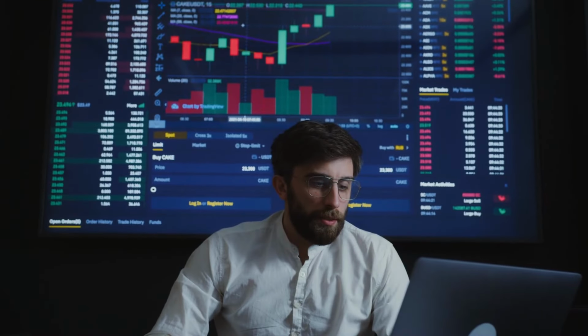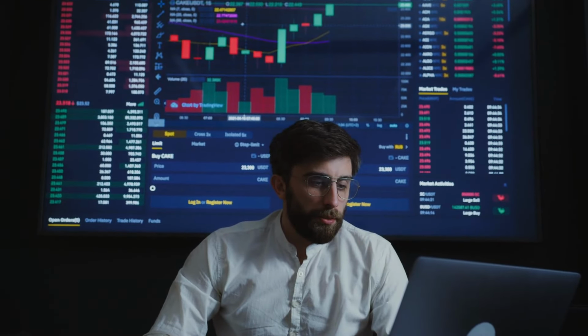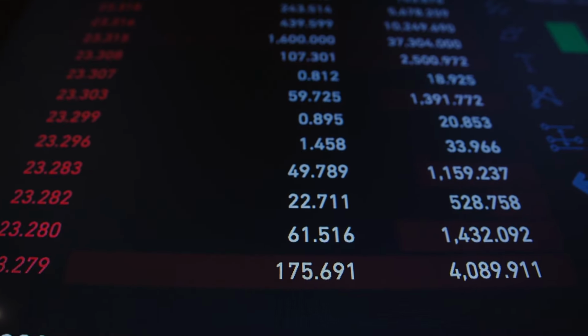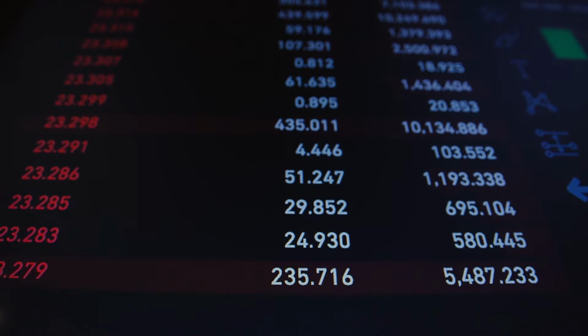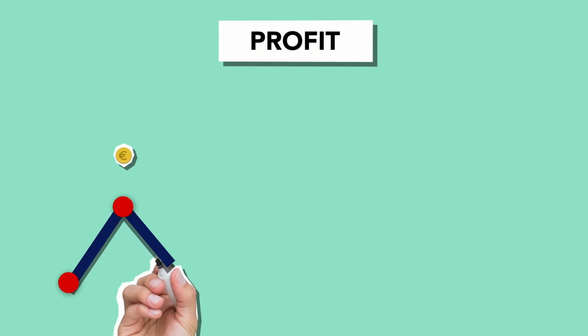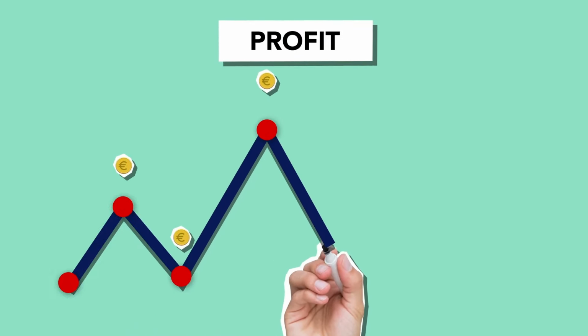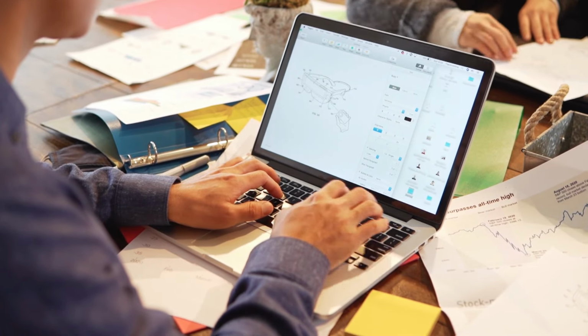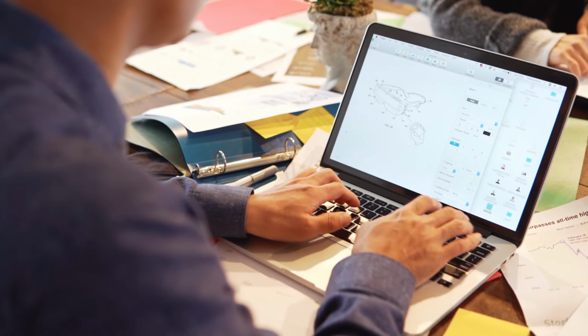Segment 6. Balanced funds. Balanced funds, also known as asset allocation funds, invest in a mix of stocks, bonds, and sometimes cash equivalents. These funds aim to provide a balanced approach between growth and income while managing risk. Balanced funds are suitable for investors looking for a diversified portfolio within a single fund.